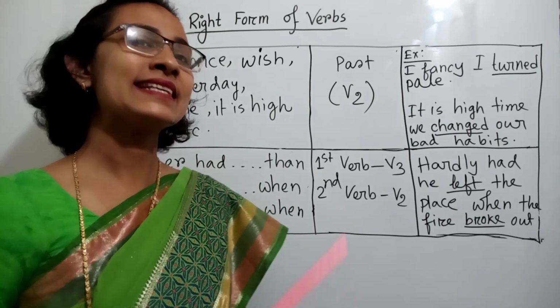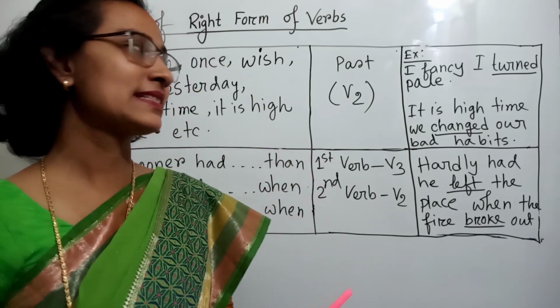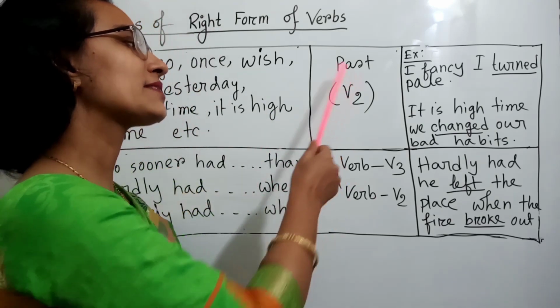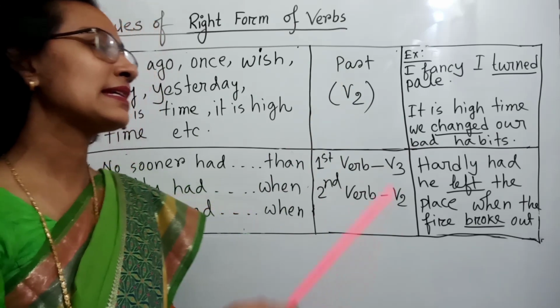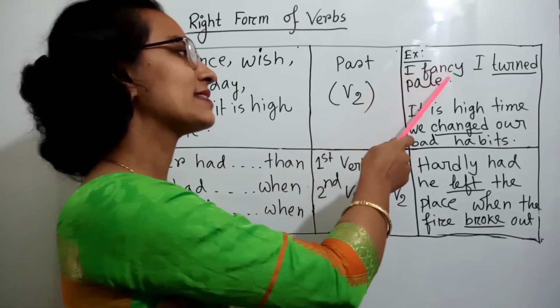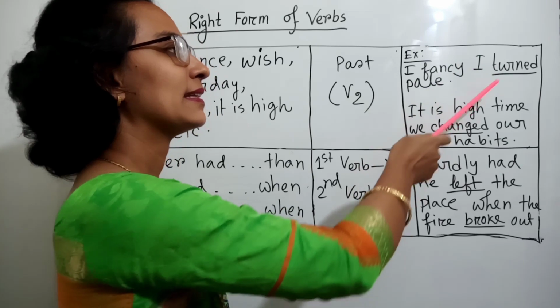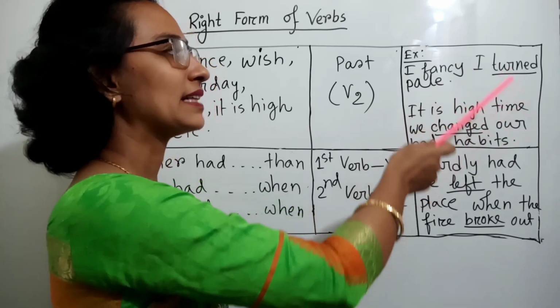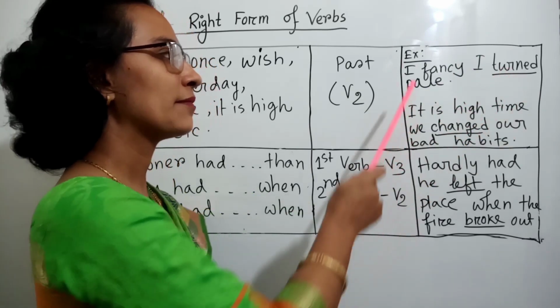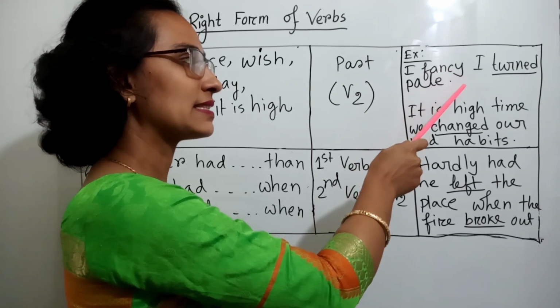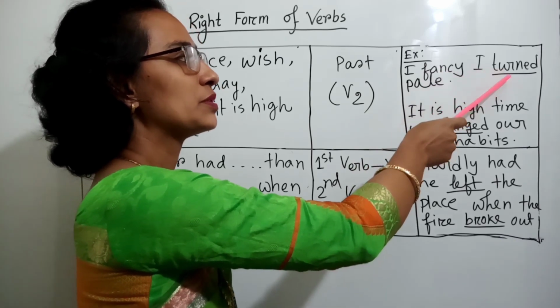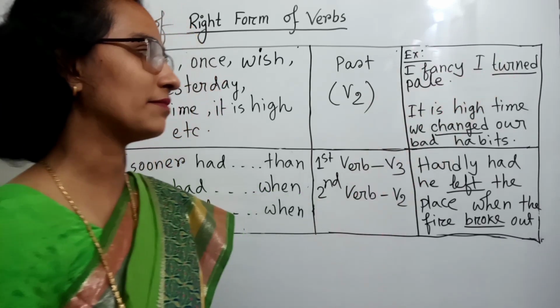If you see these types of words in the sentence, at that time you need to write the past form of the verb. Here I wrote the example: I fancy I turned pale. The V1 form is turn, but I wrote turned here. If you see fancy or wish in the sentence, at that time you need to write the V2 form of the verb.